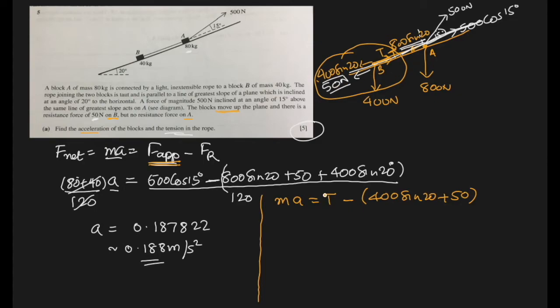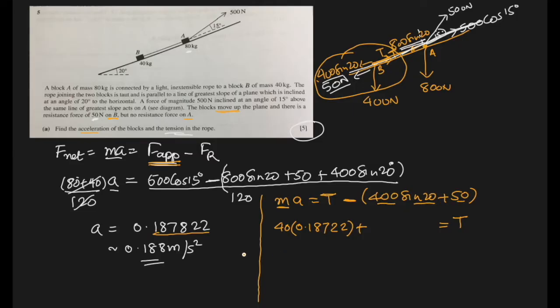And what are we looking for? We are looking for tension. So let's keep tension on the right side and bring this negative also to the other side. So M is how much? 40 kg in this case, because we are focusing on only B, not A. So 40. Acceleration is known to us. Let me write this big one because I want to be as close as possible: 0.187822, and equal to, so plus this 400 sine 20 plus 50.